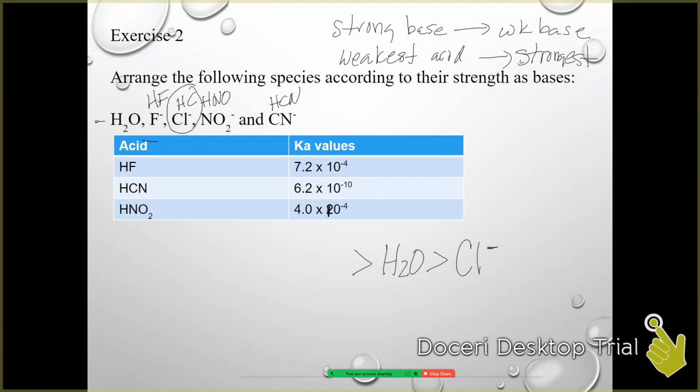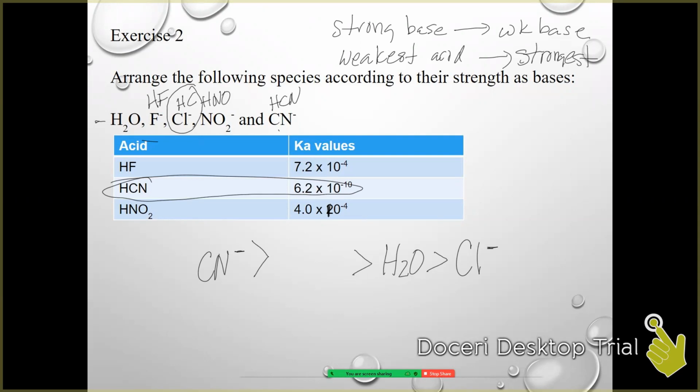By far, which one of those has the very smallest Ka value? Yeah, this one right here, my HCN. That means it came from my CN, so I need to put my CN on this side. It was the weakest acid, so it's the strongest conjugate base.